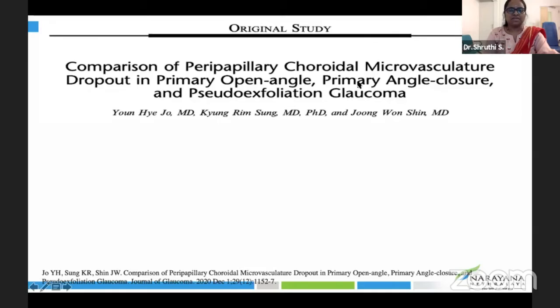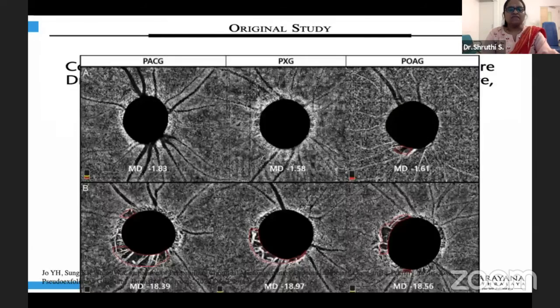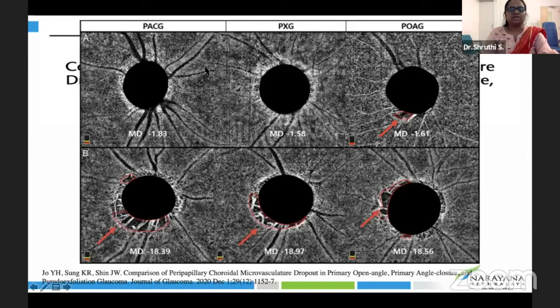This is one of the recent studies by Joe et al., who compared peripapillary choroidal microvascular dropout in primary open angle glaucoma, angle closure glaucoma, and pseudoexfoliation glaucoma. They found that choroidal microvascular dropout is significantly present in POAG patients in early glaucoma compared to PACG and PXFG, but there is no difference in moderate to severe disease in any type of glaucoma. That is, they are present in all types of glaucoma in moderate to severe disease.